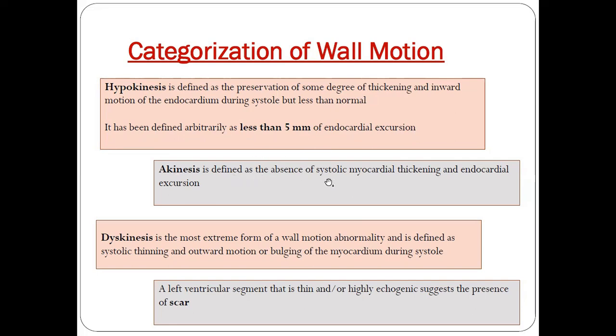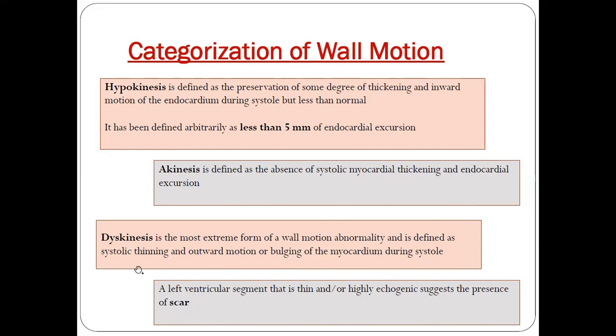Akinesis is defined as absence of systolic myocardial thickening and endocardial excursion. There should be thickening of the myocardium during systole, but in akinesia there is no thickening of the myocardium, and also no endocardial excursion. That is, the endocardium is not coming inside, and movement is not there.